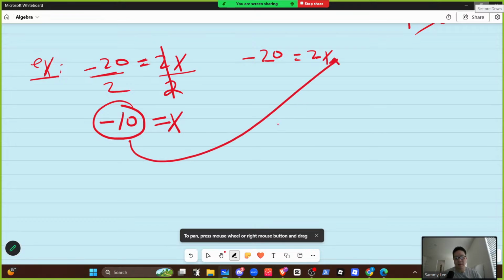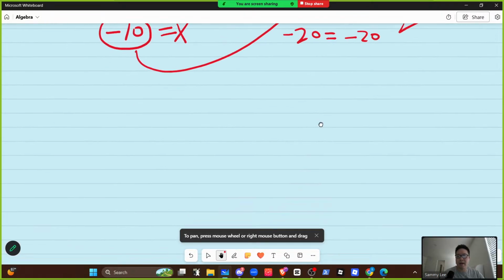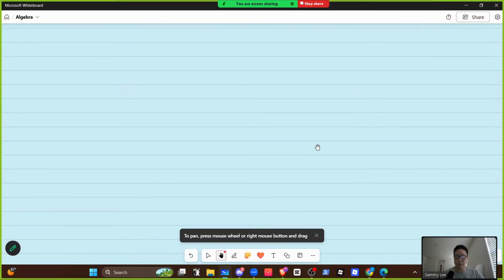So if we did that, it would be negative 20 equals 2 times negative 10, which is negative 20, and negative 20 does equal negative 20. Therefore, your answer is correct. Anytime you're given an equation and you solve for x, all you have to do is plug your answer back into the equation to see if you did it correctly. Let's try another example.